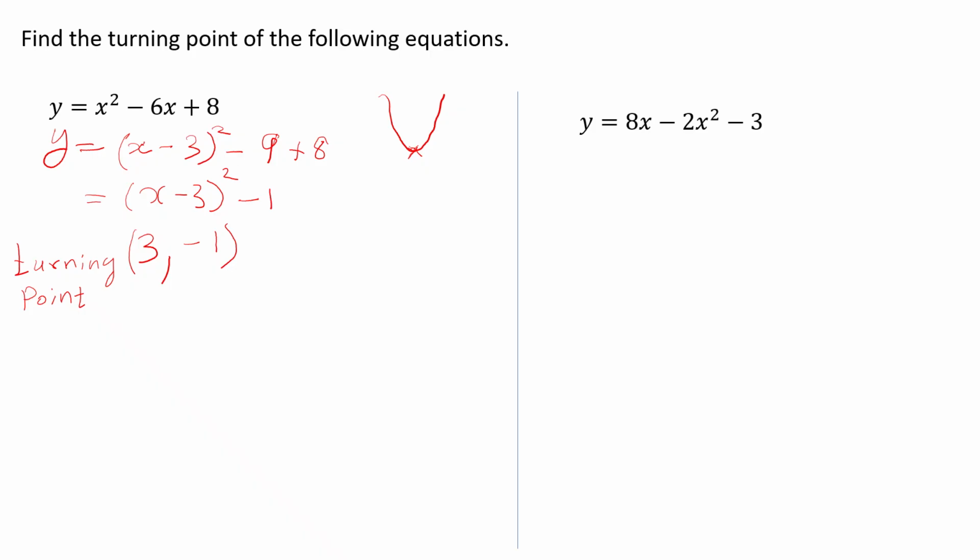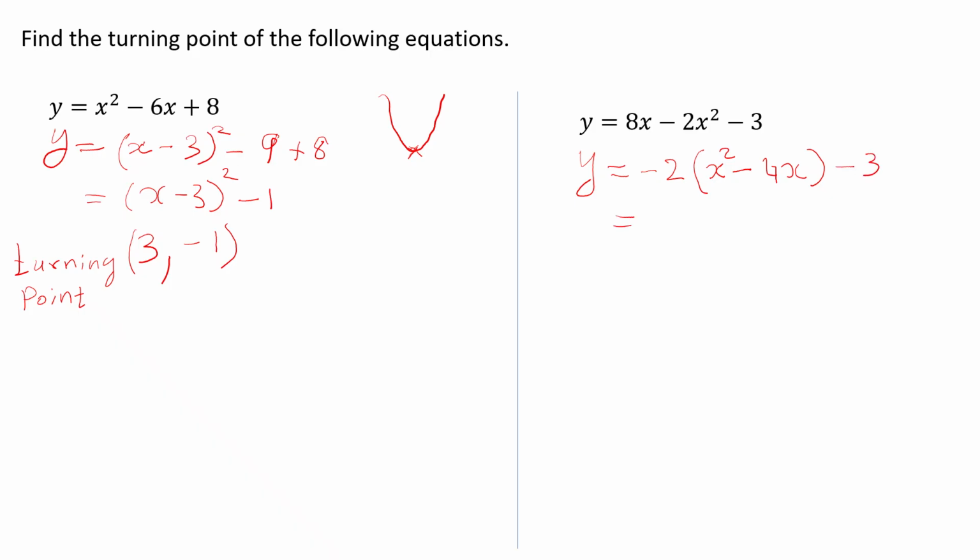So next one, y equals 8x minus 2x squared minus 3. Before completing the square, we take the negative outside of the bracket, so y equals negative 2 times (x squared minus 4x) minus 3.